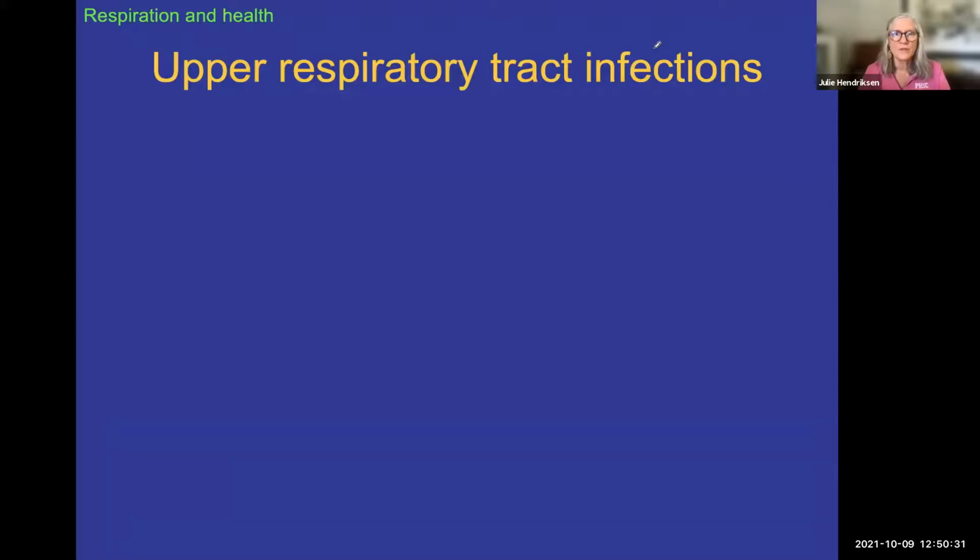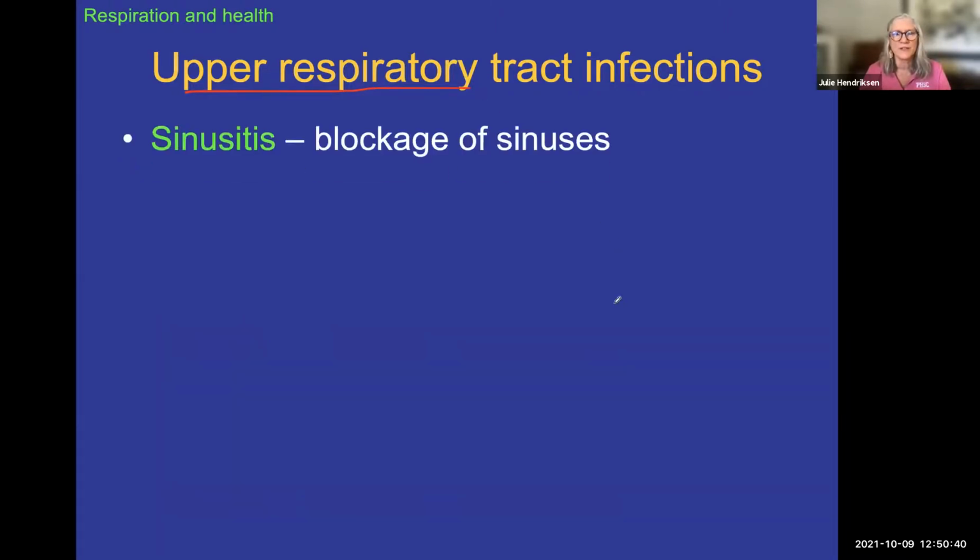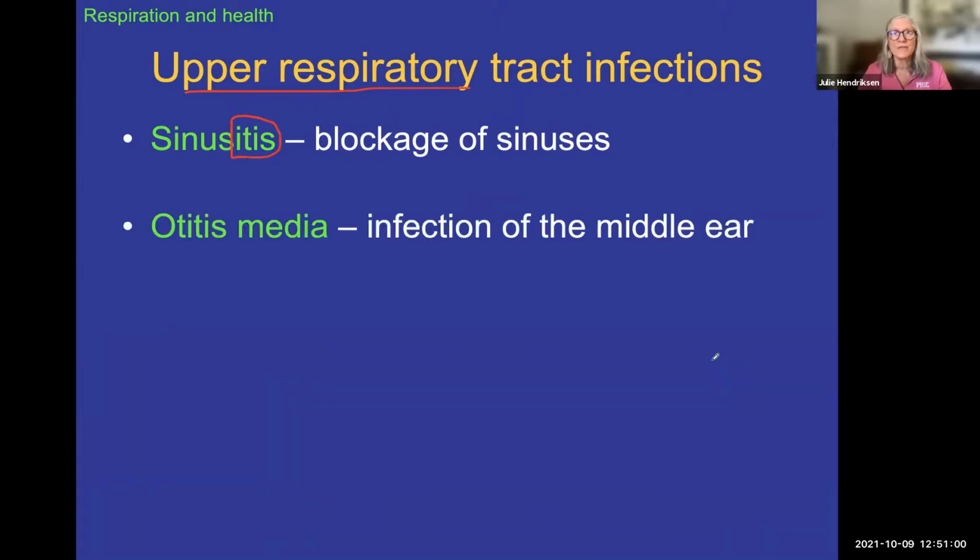Let's take a moment to look at a few common upper respiratory tract infections. Someone's diagnosed with having an upper respiratory tract infection. You think of sinuses. Sinuses, of course, exist in your head. You've got the frontal sinus, the maxillary sinus, two sinuses that are very deep, and that blockage is sinusitis, a sinus infection. Itis, remember, refers to infection and swelling or inflammation.